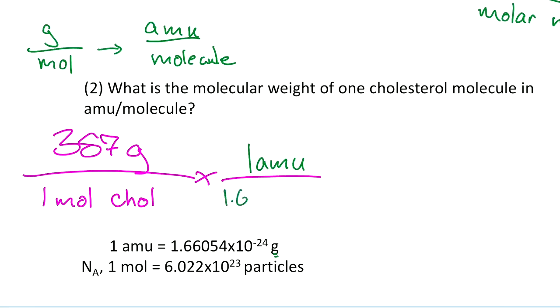So I'm going to put 1.66054 times 10 to the negative 24 grams on the bottom. If I cancel out those units, grams cancels. Now I'm in the unit of AMU.